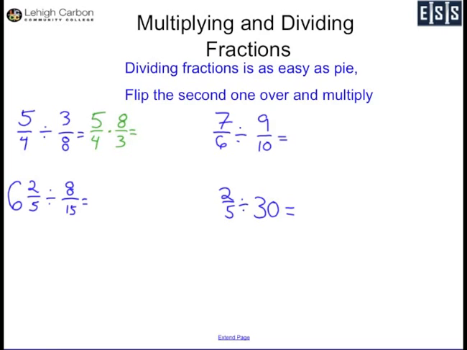5 times 8 is 40. 4 times 3 is 12. Both of those I can divide by 4 to reduce my fraction. 40 divided by 4 is 10. 12 divided by 4 is 3. So that's 10/3. 3 goes into 10 3 times with 1 left over. So my answer is 10/3 or 3 1/3.